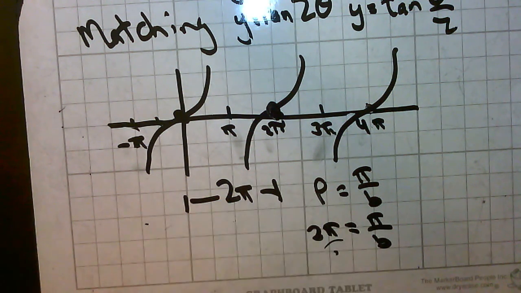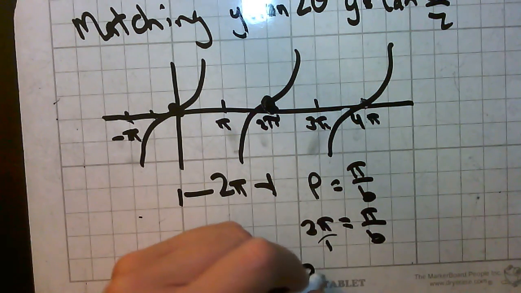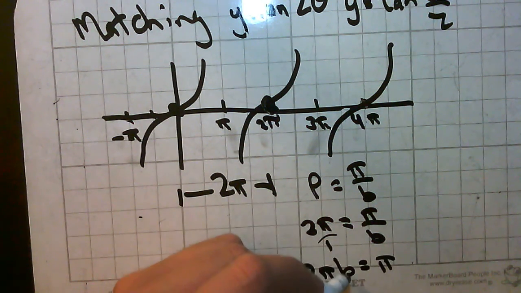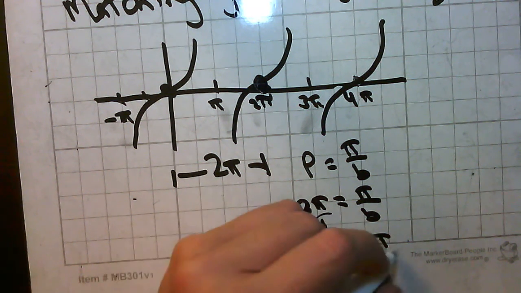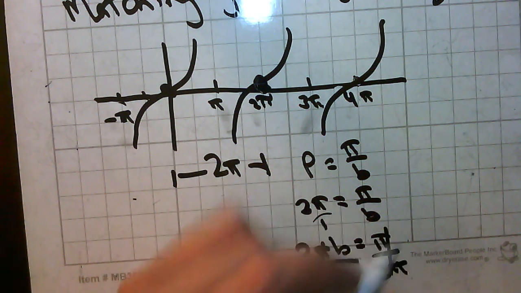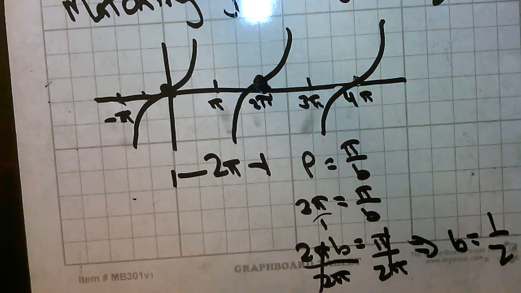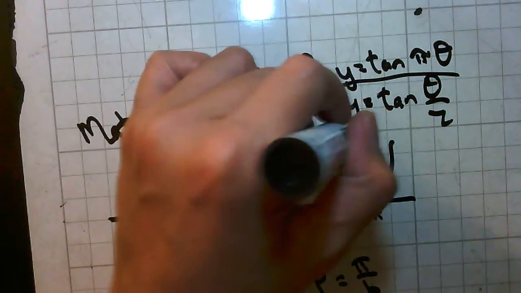I'm going to set this up as a fraction. We're going to cross multiply. We're going to get 2 pi b equals pi. I'm going to solve for b here, so I'm going to divide by 2 pi. Pi's cross out. So we're going to be left with b equals 1 over 2. Okay? So I know for this case, this one has to be my answer here, right?